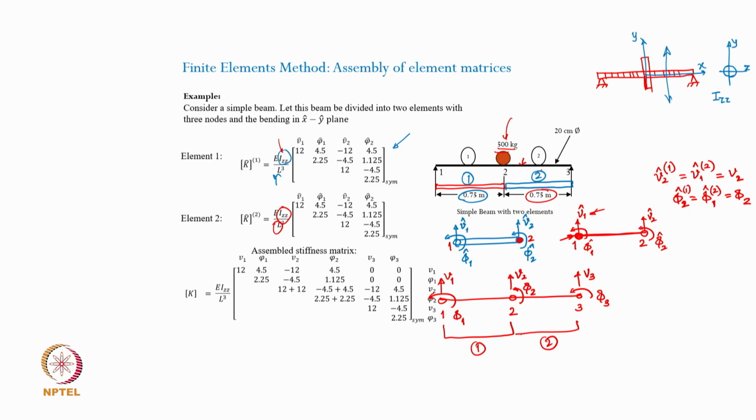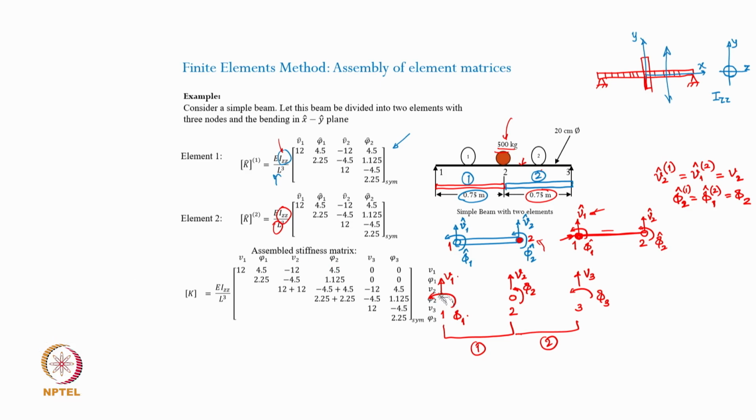So, therefore, you can see that V1 and phi1 are mapped to V1 cap and phi1 cap, V2 and phi2 are mapped to V2 cap and phi2 cap, which is the same as V1 cap and phi1 cap of the next element, and that is how they appear here in the global stiffness matrix.